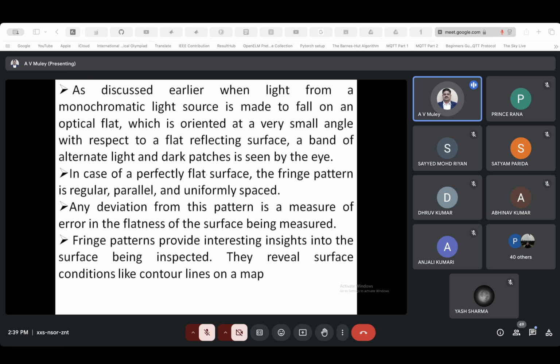As discussed earlier, when the light from a monochromatic light source is made to fall on an optical flat which is oriented at a small angle with respect to a flat reflecting surface, the band of alternating light and dark patches is seen by eyes. In case of perfectly flat surface, the fringe pattern is a regular pattern and uniformly spaced. अगर ये फ्लैट सरफेस है तो ये पैटर्न जो होगा आपका यूनिफॉर्म होगा, और जहां फ्लैटनेस नहीं है वहां नॉन यूनिफॉर्म होगा. Any deviation from this pattern is a measure of an error in the flatness of a surface being measured. Fringe patterns provide interesting insight into the surface being inspected. They reveal surface condition like contour lines on a map.